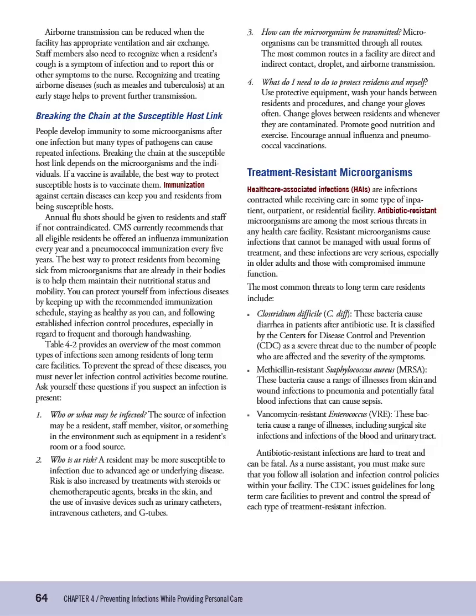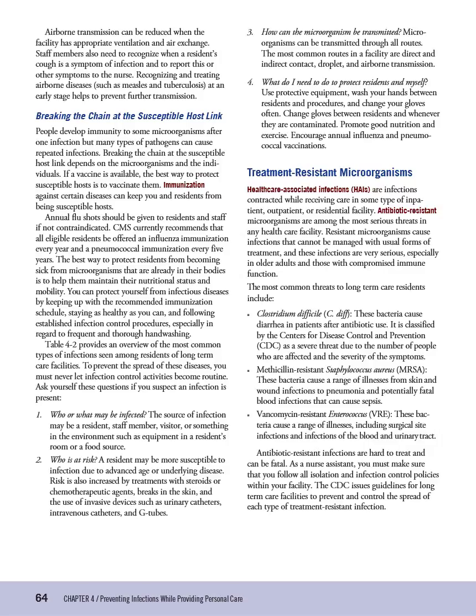People develop immunity to some microorganisms after one infection, but many types of pathogens can cause repeated infections. Breaking the chain at the susceptible host link depends on the microorganism and the individuals. If a vaccine is available, the best way to protect susceptible hosts is to vaccinate them. Immunization against certain diseases can keep you and residents from being susceptible hosts. Annual flu shots should be given to residents and staff if not contraindicated. CMS currently recommends that all eligible residents be offered an influenza vaccine every year and a pneumococcal immunization every 5 years.